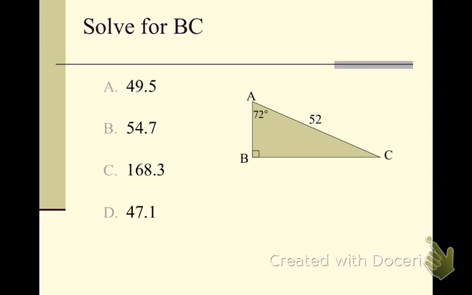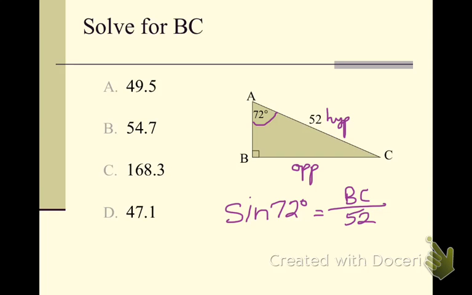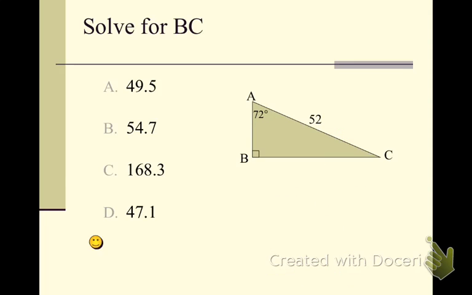Okay, back to solving for side lengths. We've got our angle measurement 72. We want BC, which is our opposite side length, and 52 is our hypotenuse. So the sine of 72 degrees is going to give us our opposite side, BC, over our hypotenuse, 52. Set up that proportion. 52 times the sine of 72 degrees is our missing side length, BC. Plug it in and we get 49.5.